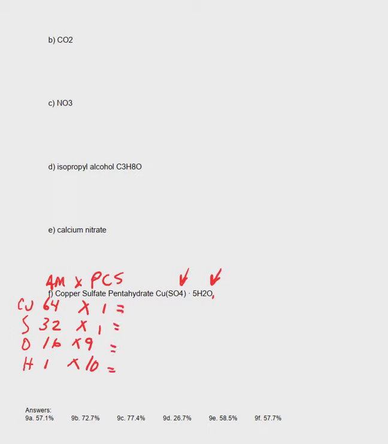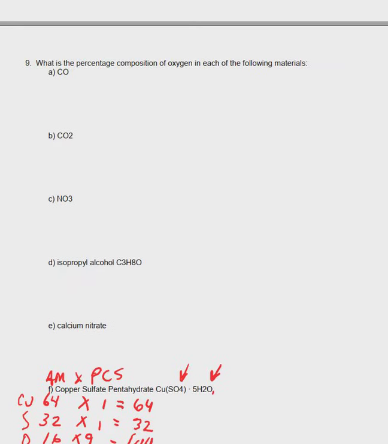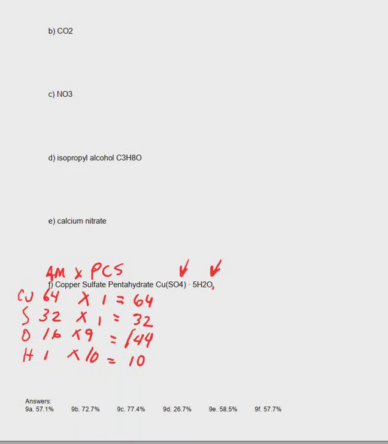So now that gives us 64 for copper, 32 for sulfur, 16 times 9 is 144, and hydrogen is 10. So the question is, what is the percent composition of oxygen in each of the following materials? So you only have to figure out the percent of oxygen in the materials. So if we add all that up together, we get 250.